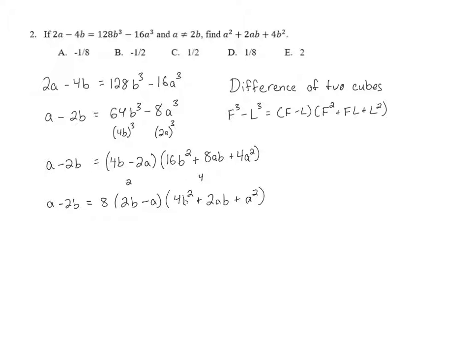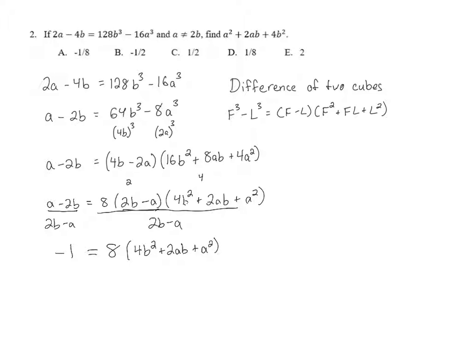Now notice that we have an a minus 2b and a 2b minus a. I'm going to divide both sides by 2b minus a. Because that's going to be the opposite of a minus 2b, if we divide by 2b minus a over there, and we divide by 2b minus a over here, anything divided by its opposite is going to be negative 1. So we've got negative 1 on the left, and we still have the 8 on the right. The 2b minus a goes away, and then we have 4b squared plus 2ab plus a squared.